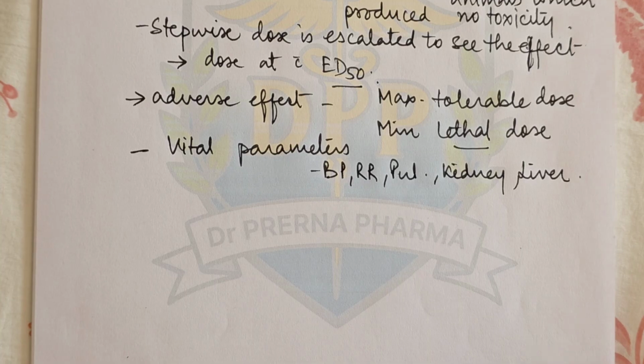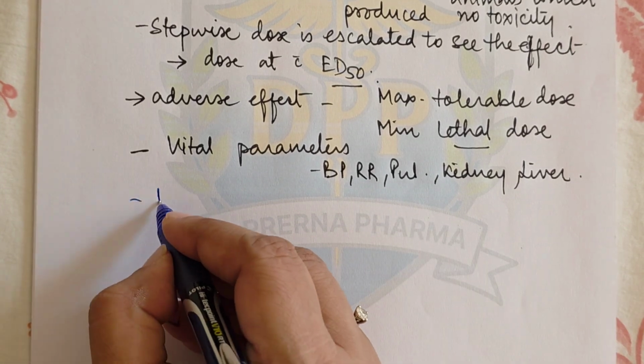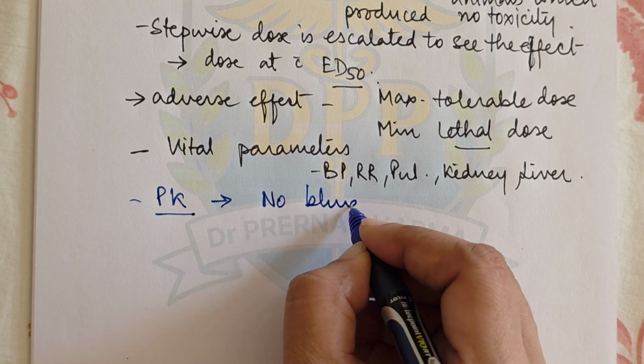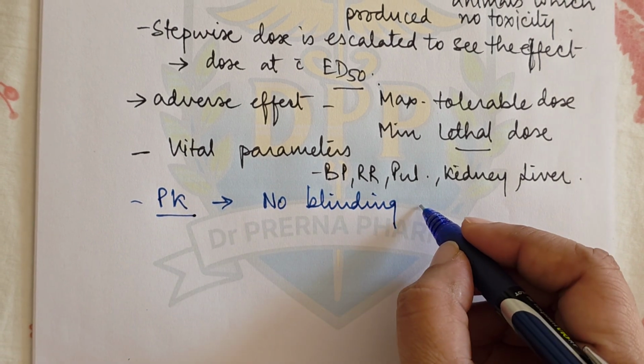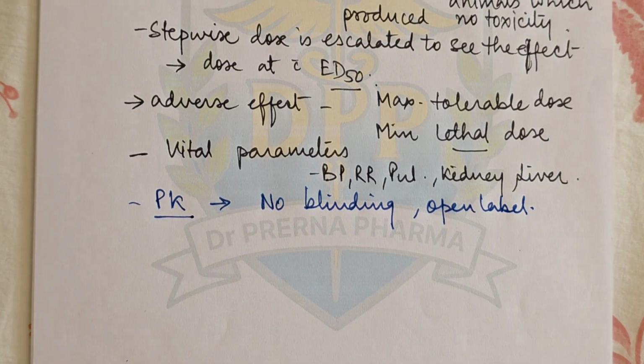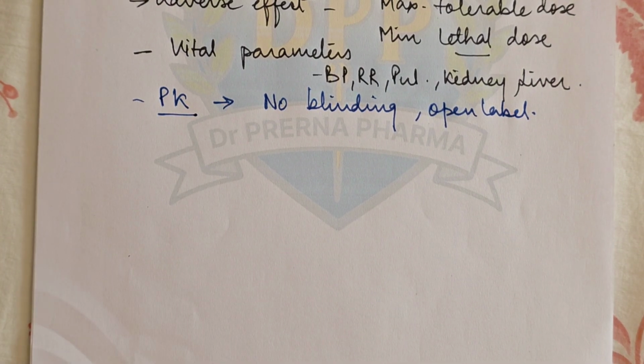So basically here we are studying the pharmacokinetics of the drug. Here no blinding is done. We don't blind the patient or the doctor. It is an open label study, right? So this is phase 1. Now we come to phase 2.